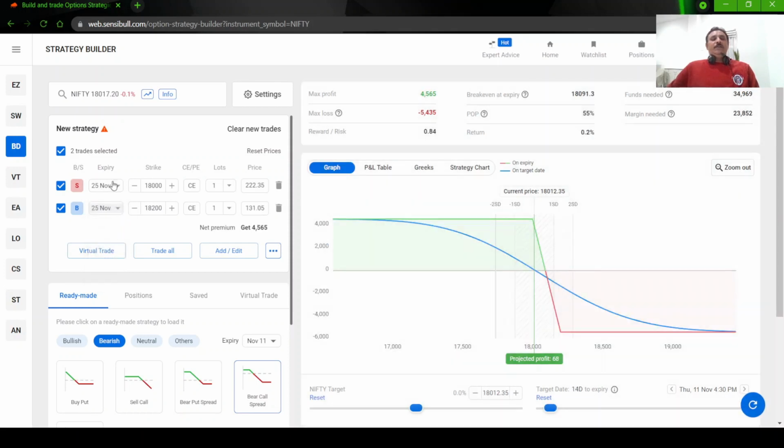So the vertical spread, both the legs are of same expiry, different strike, same option. Okay, either call option or put option. So we are having a bear call spread, so call options.